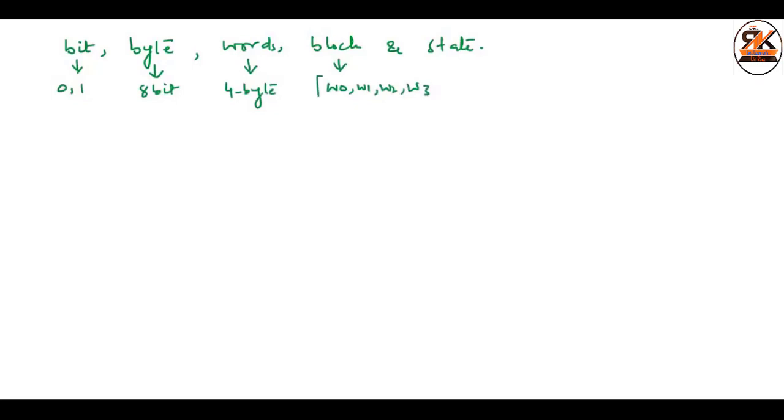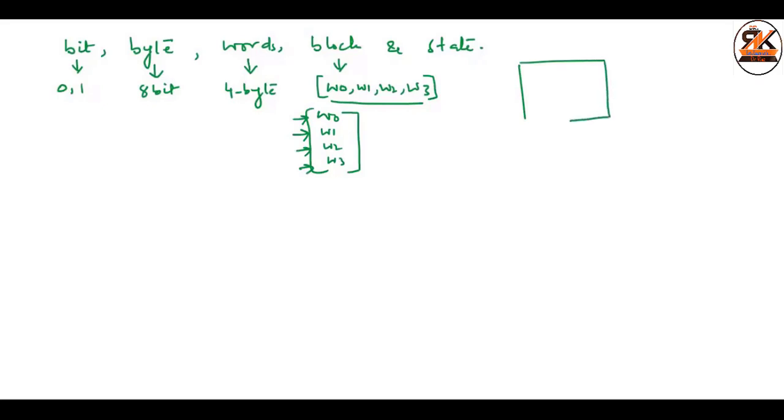So you have this block. Okay, this is a row block. Similarly, you can have a column block like W0, W1, W2, and W3. And each word has 4 bytes. W0 is 4 bytes, W1 is 4 bytes, and W2 and W3 each have 4 bytes. And similarly, you have state.